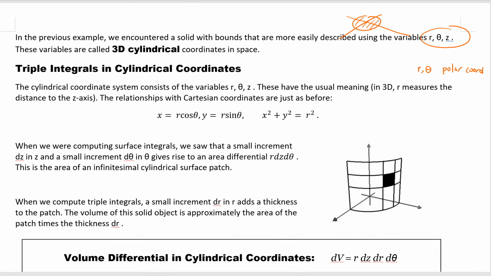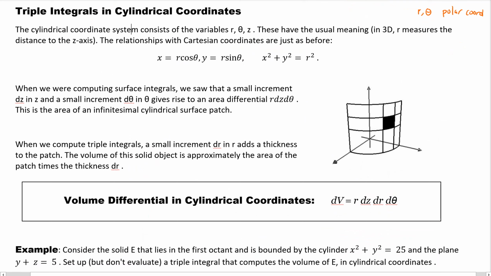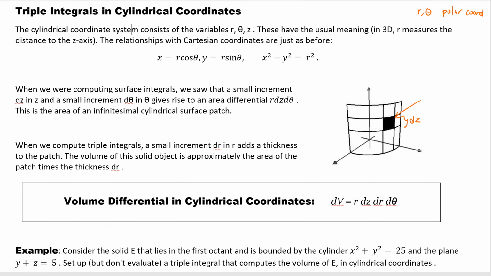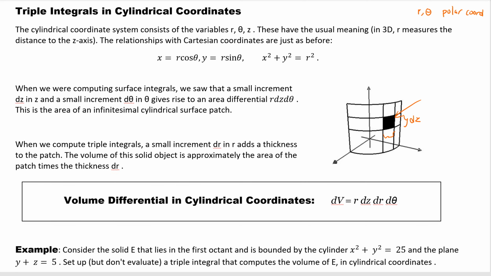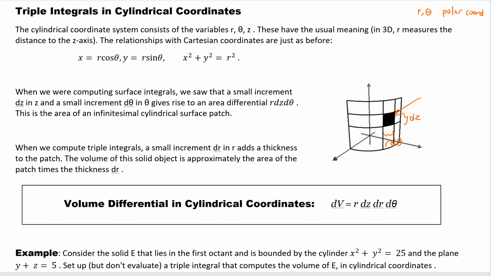Let's continue. So when we were doing surface integrals, we saw that a small increment dz in z and a small increment d theta in theta give rise to an area differential. So look at this guy. This guy is dz, and then this guy is r d theta, right? And dr measures the width of this patch, okay?